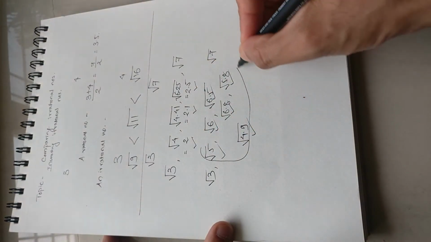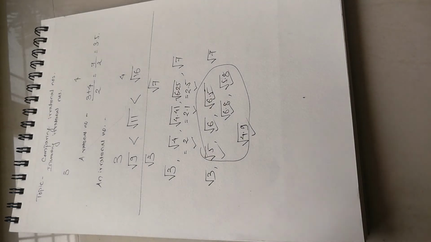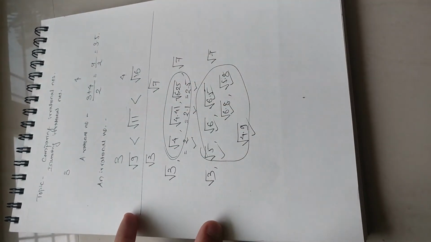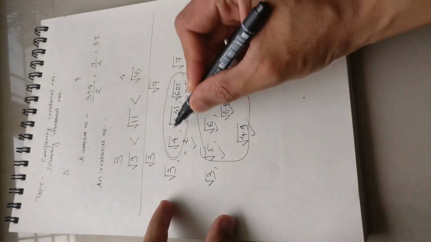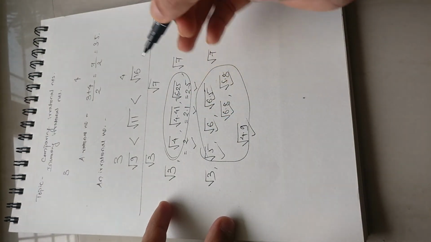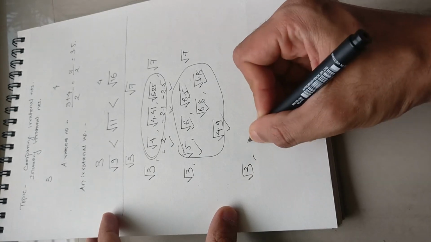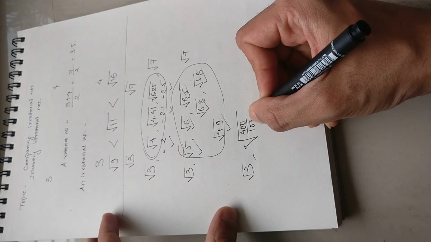So all these numbers lie between root 3 and root 7. So inserting irrational numbers between two irrationals is simpler. You just need to know which are perfect squares and which are not. But inserting rational numbers between two irrationals is a little tricky, and this method will be useful to you. You can also think of this method as this one, root 3. Can I write root 4 as 400 upon 100?